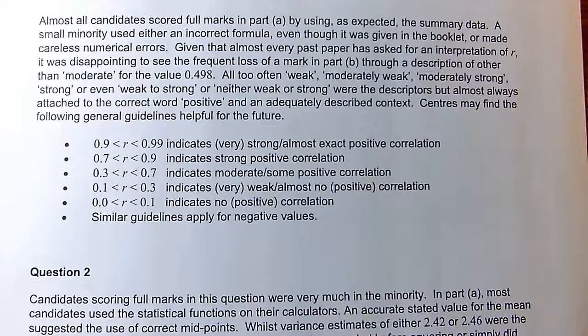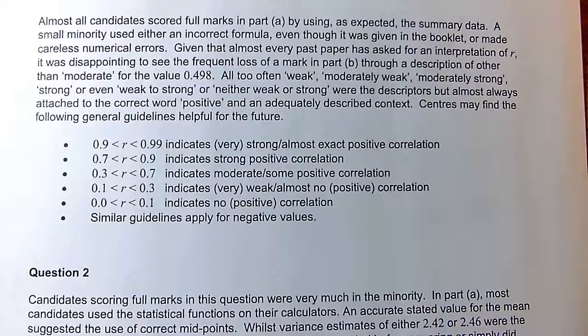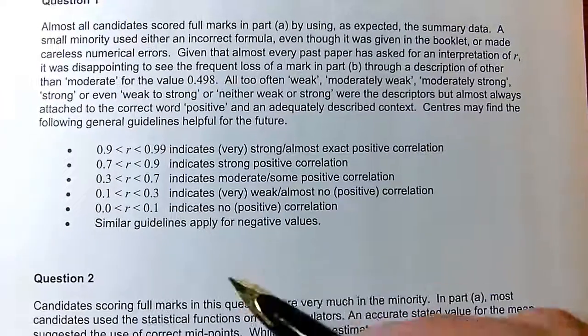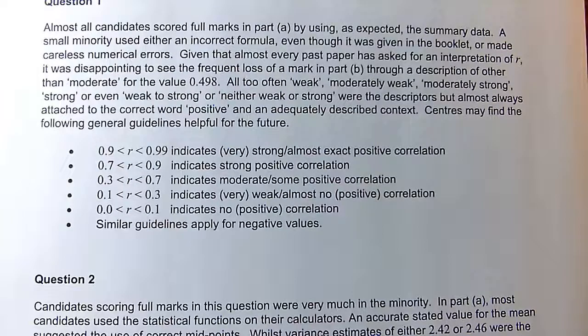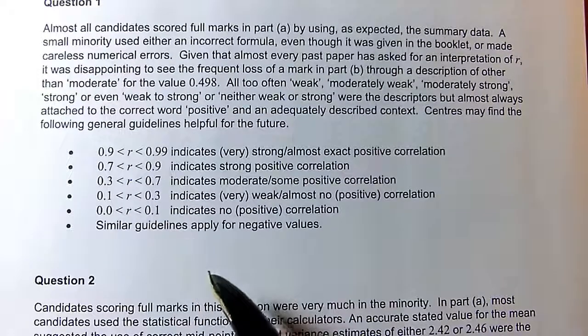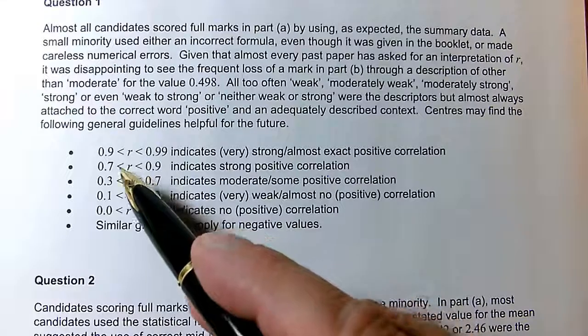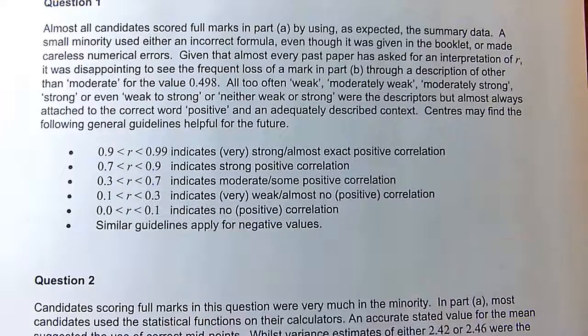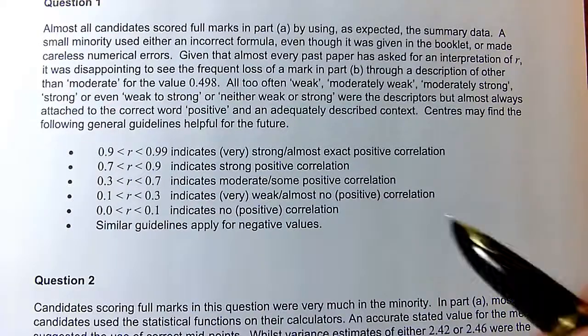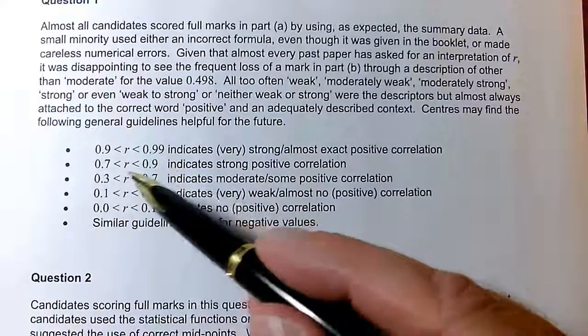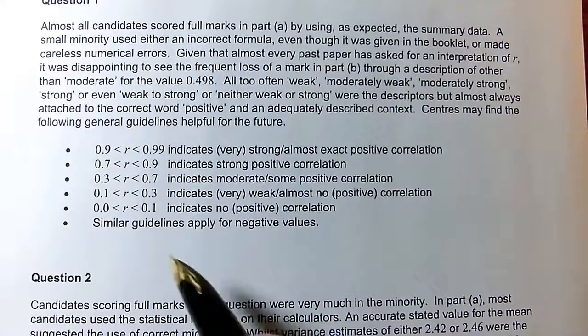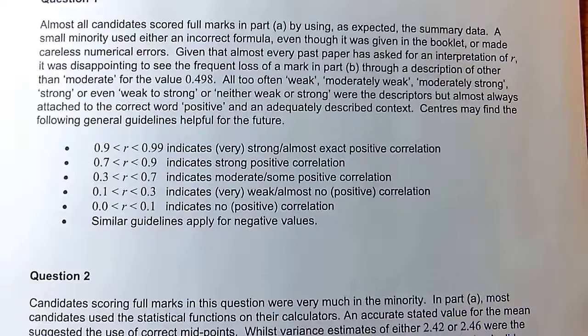So here's one exam board's guidelines. It's the board we used to use, and we haven't got any guidelines from the current board. So these are just a guideline, but they're useful. If you've got a correlation of stronger than 0.9, then this is very, very strong. You could even say it's almost exact. 0.7 to 0.9 is strong. Anything between 0.3 and 0.7 is less impressive, but there's some correlation there.